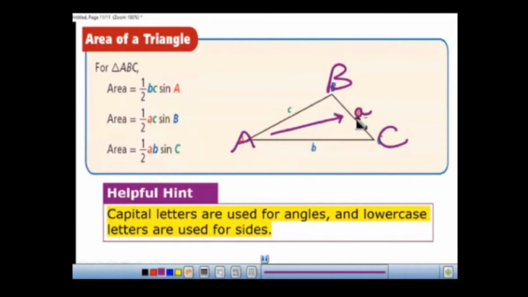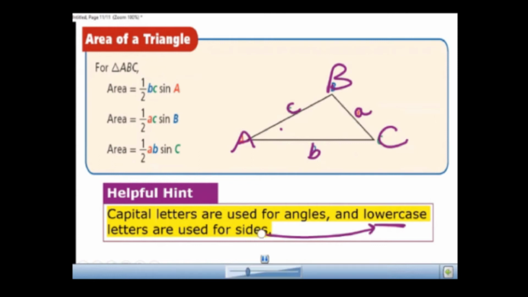So angle A faces little a. Angle B faces little b down here. Angle C, uppercase C, faces little c. So the side is lowercase, and the angle is uppercase. Now here's the iterations of the law. It's the same law. I should say it's not a law, it's the area formula. It's the same area formula, except you're just alternating the sides that are given to you.